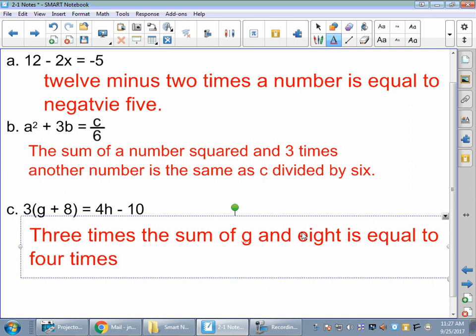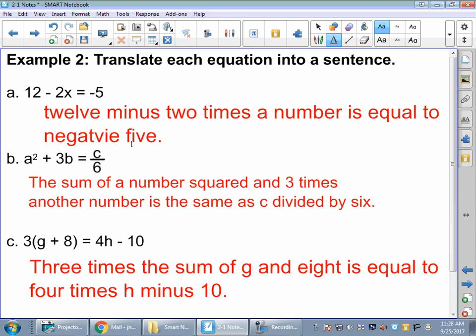4 times H minus 10, or 10 less than, or 10 subtracted from is what we could say there. So I think you get the idea. There's more than one possible solution there.